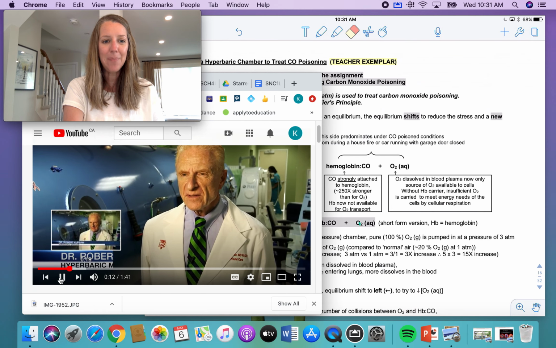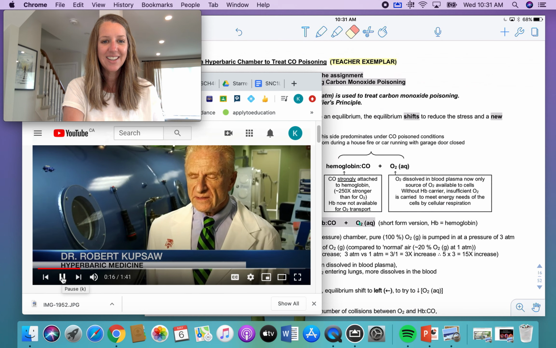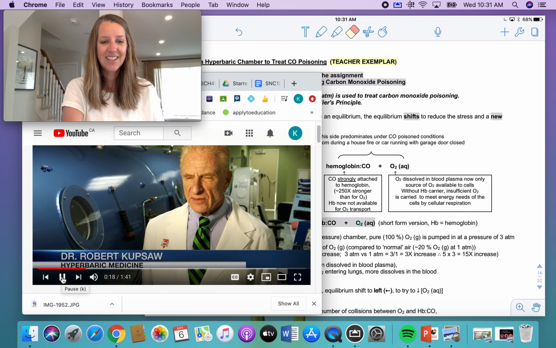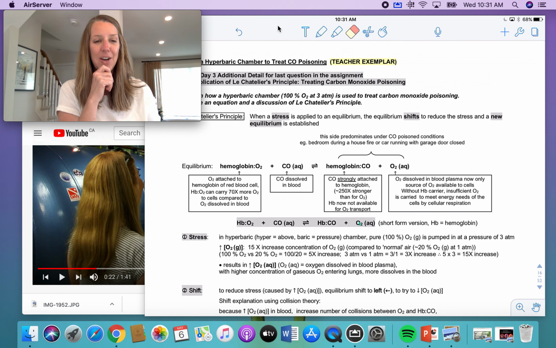The hyperbaric chamber is a piece of medical equipment that provides 100% oxygen at increased pressures, usually 2 to 3 times atmospheric pressure.